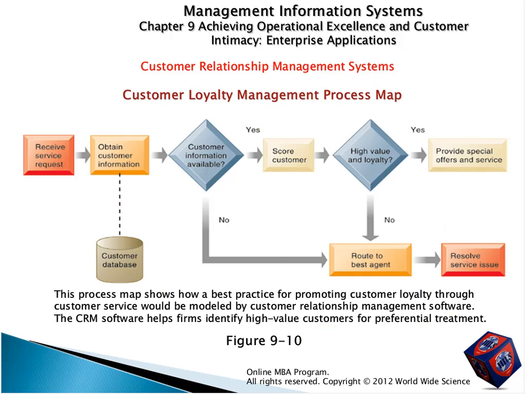And here let's consider a customer loyalty management process. Let's consider we have received a service request and then obtain the customer information. We have our customer database, all the information gets together here, and once the customer puts in an order or makes contact with our company, first of all the customer loyalty management system checks whether customer information is available or not. If it's available, then we score our customer and check the value of loyalty, the value these customers have for our company, and then based on that value, provide special offers and services.